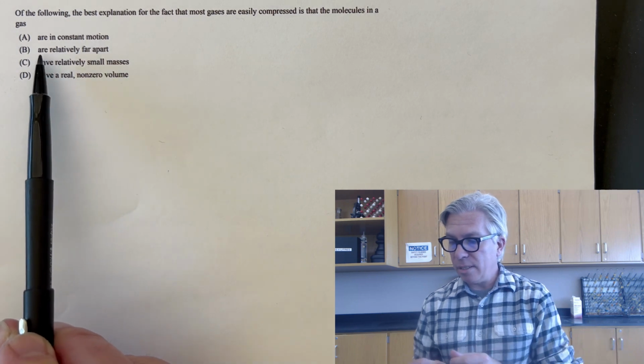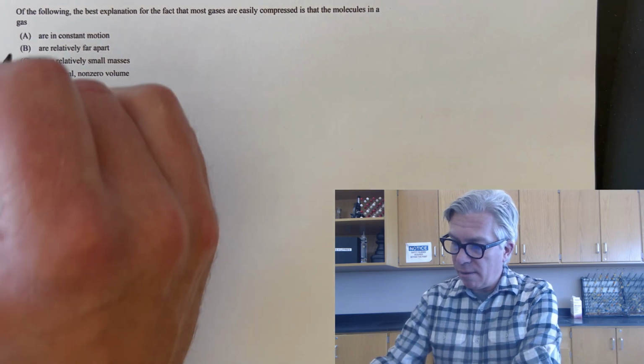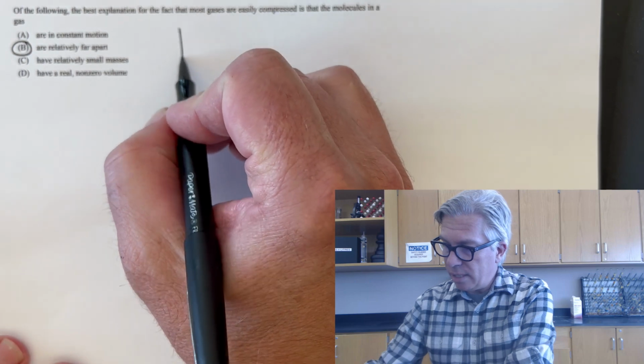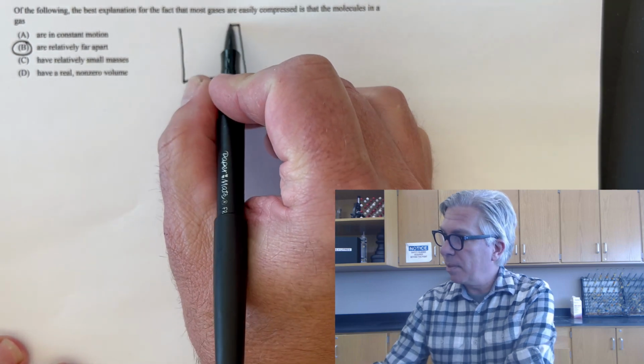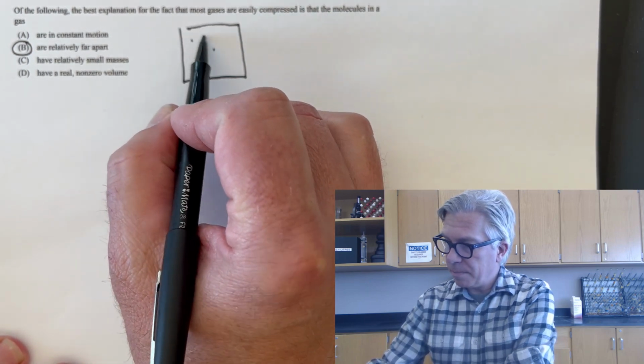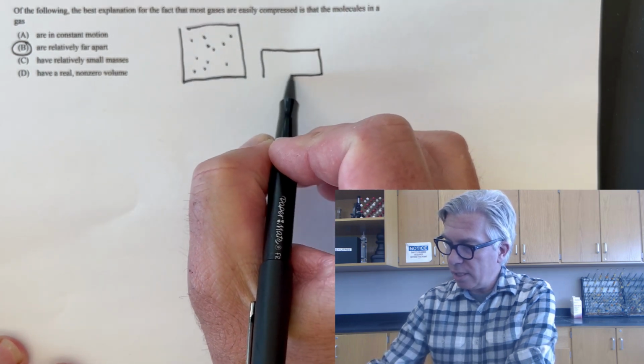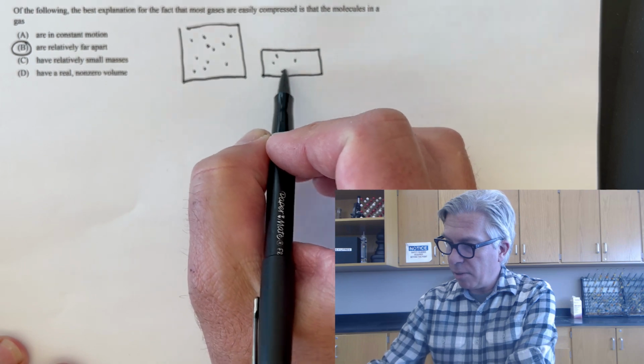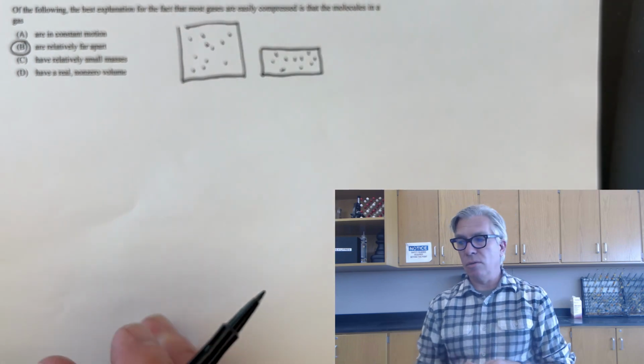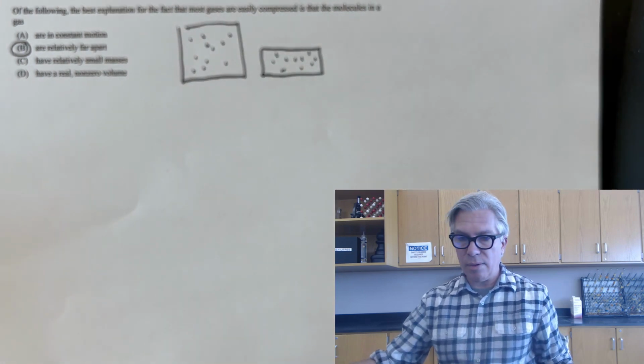But here it is in letter B. They are relatively far apart. So you're able to compress them because there's lots of space. So you can smush the container and still get the same number of particles in there. And so that would be the correct answer for that question.